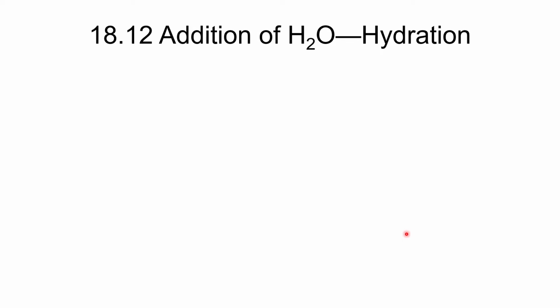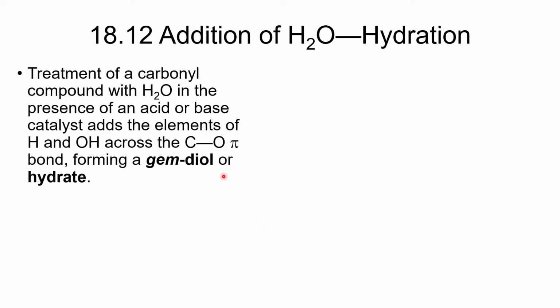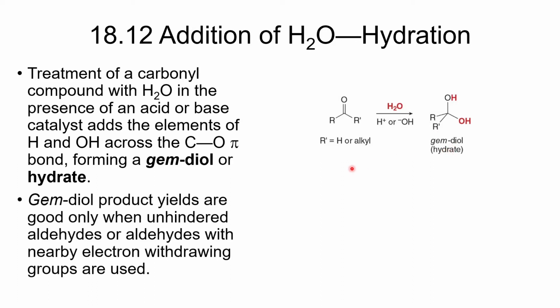So now let's look at addition of H2O, which we'll call hydration. We add H2O across a carbon-oxygen double bond, in particular an aldehyde or a ketone. So if we treat that aldehyde or ketone with water in the presence of either acid or base, we can get what is referred to as a gem-diol. Gem just means geminal diol. It means that we have the 2 OHs on the same carbon. Sometimes you'll see this referred to as a hydrate, and sometimes you'll just see it referred to as the diol, but gem-diol and hydrate all mean the same thing.